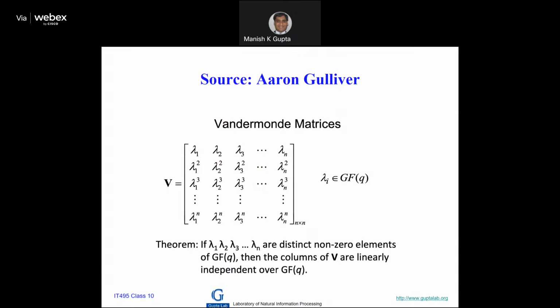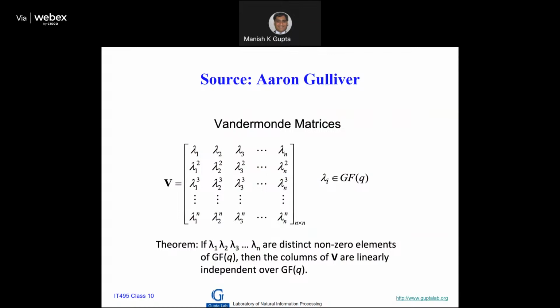As long as these lambda i's are distinct and non-zero elements, all the columns of this matrix are linearly independent. This means if you take scalar multiples of them and a linear combination equal to 0, all the scalars will turn out to be 0. In other words, this matrix is non-singular. You can prove it. This is an easy exercise for you, to show that this Vandermonde matrix is non-singular as long as the lambda i's are distinct. If suppose lambda 1 is equal to lambda 2, what will happen? These two columns will be the same, so the determinant will be 0 anyway, right?